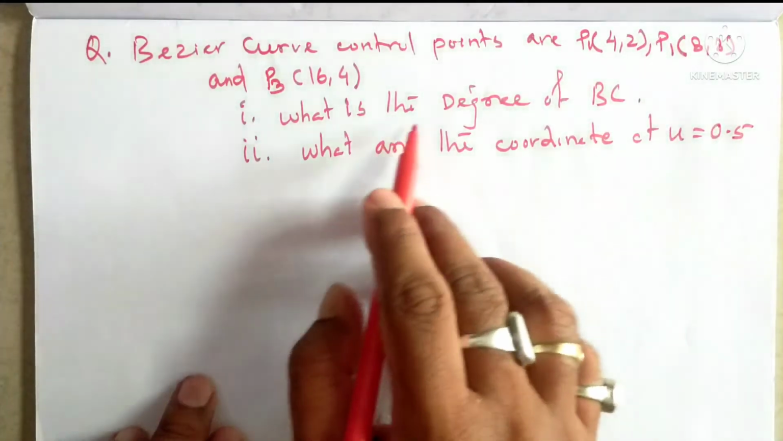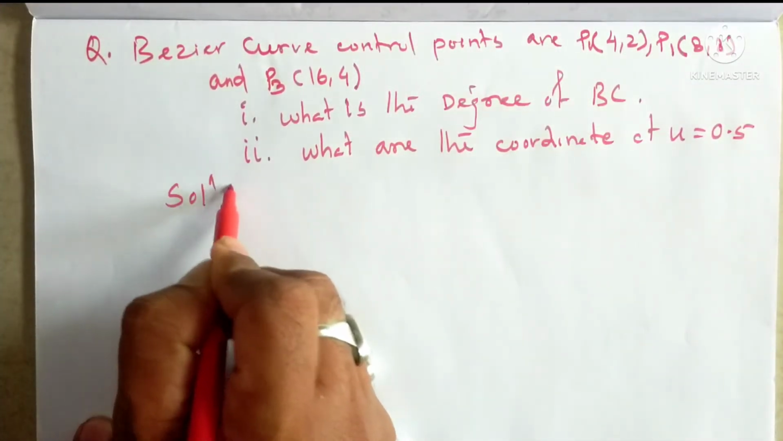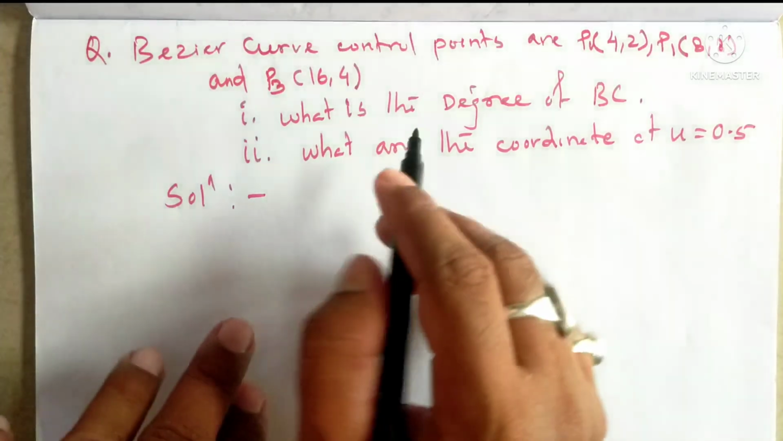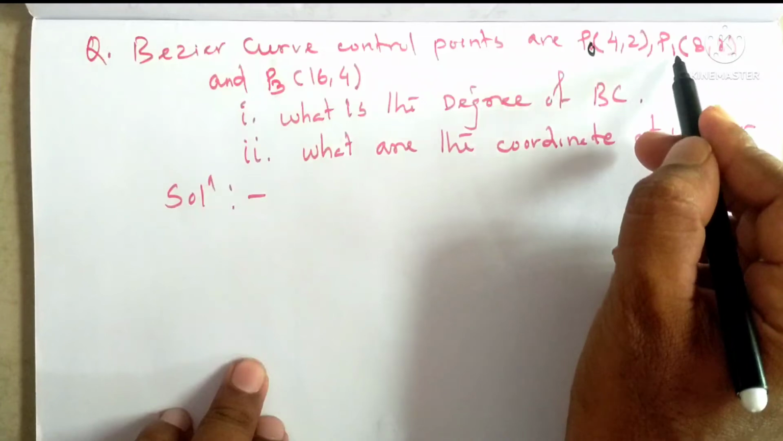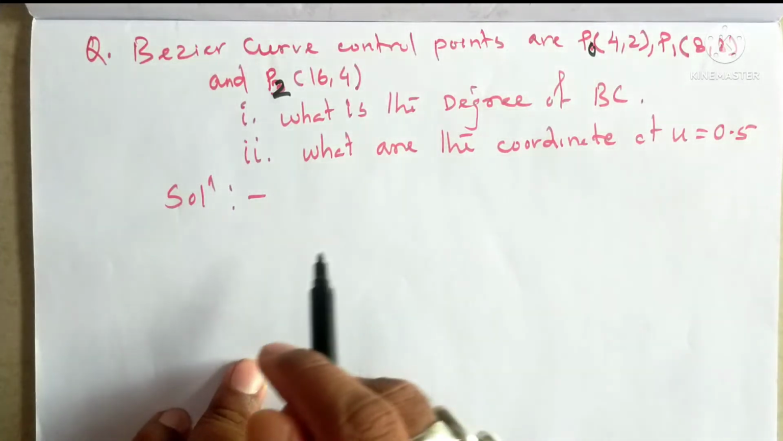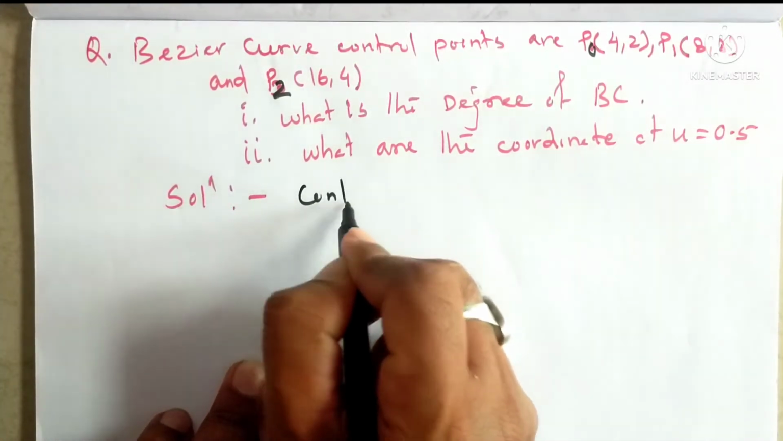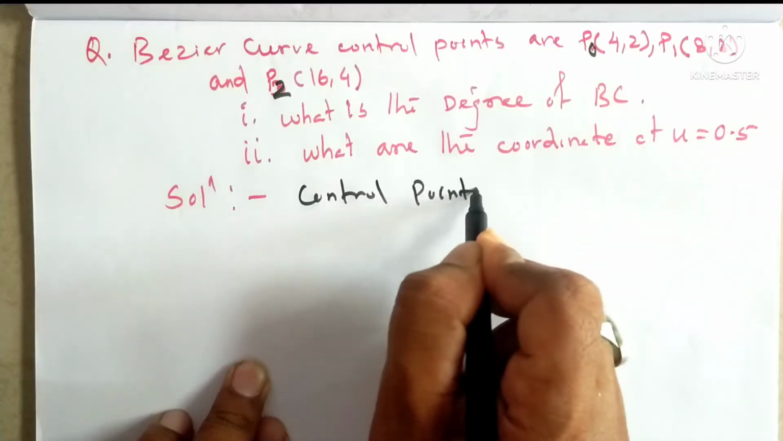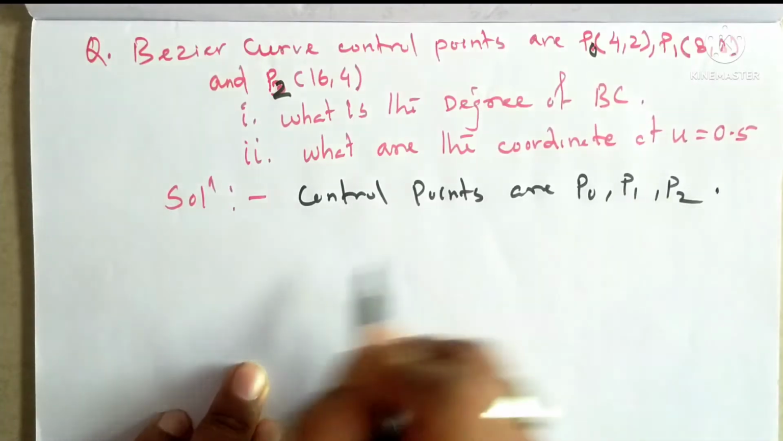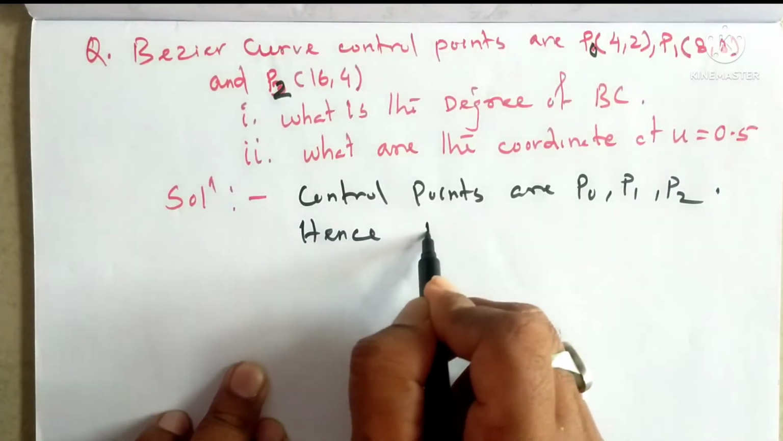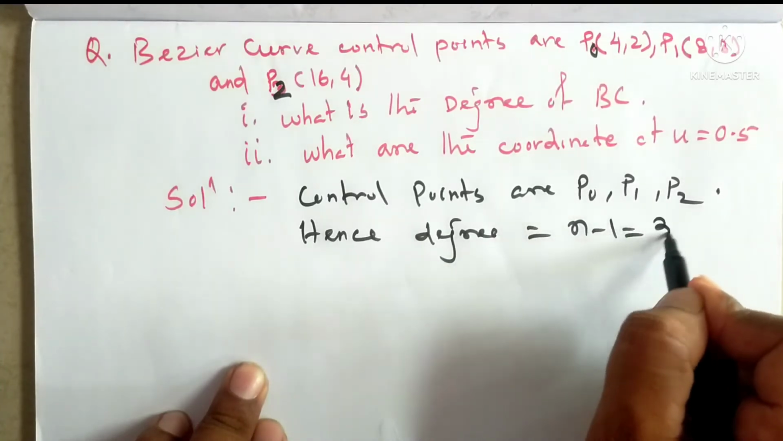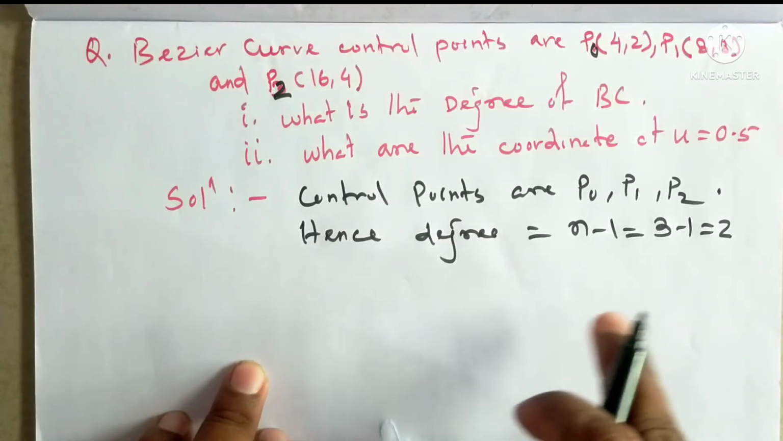So first question, what is the degree? How to find the degree: degree is the number of control points minus 1. Here we have P0, P1, P2, so we have 3 control points. Degree will be n minus 1, so 3 minus 1, that is 2. So the degree of the Bezier curve will be 2.